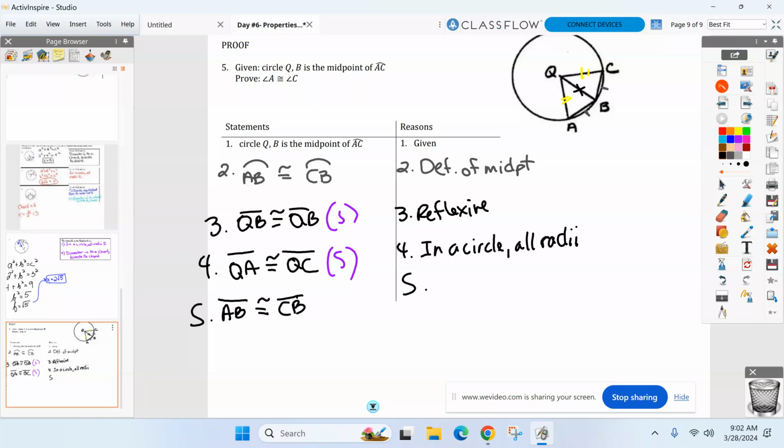This was one of our theorems today, and I don't want you to write the whole thing that was in the box. How'd you know they were congruent? Because congruent arcs were congruent, and that implies congruent chords. Congruent arcs imply congruent chords.